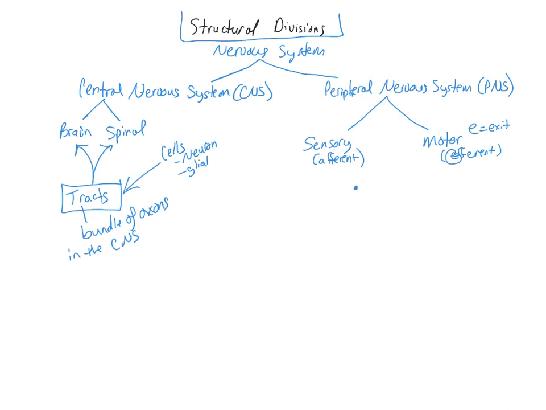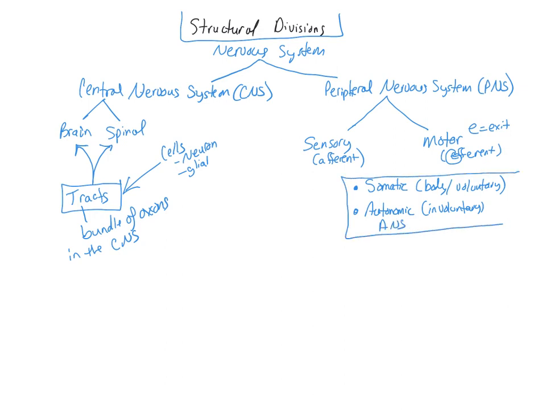Okay, now what's interesting is that we can also think about it in terms of somatic, which is body or voluntary, and we can think about it as autonomic, which is involuntary. And from now on, I'm going to write autonomic as ANS. Now, with these two groupings, each one of them has motor, and each one of them has sensory. Okay? So that is another way of thinking about it.